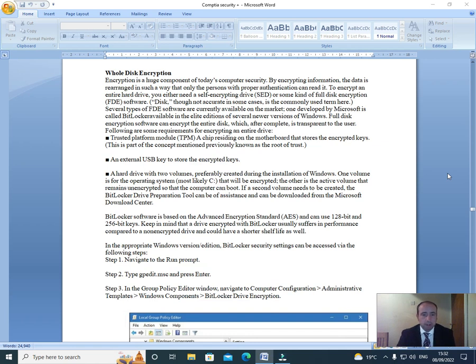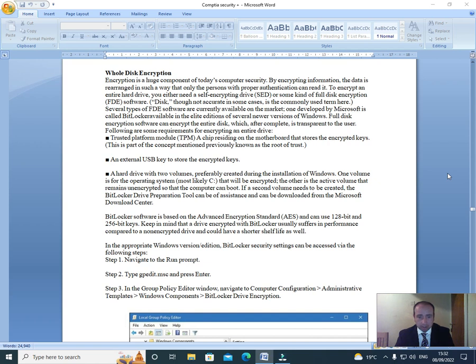Whole disk encryption. Encryption is a huge component of today's computer security. By encrypting information, the data is rearranged in such a way that only the persons with their proper authentication can read it. To encrypt an entire drive, you either need a self-encrypting drive (SED), or some kind of full disk encryption (FDE) software. Disk, though not accurate in some cases, is the commonly used term here. Several types of FDE software are currently available on the market.